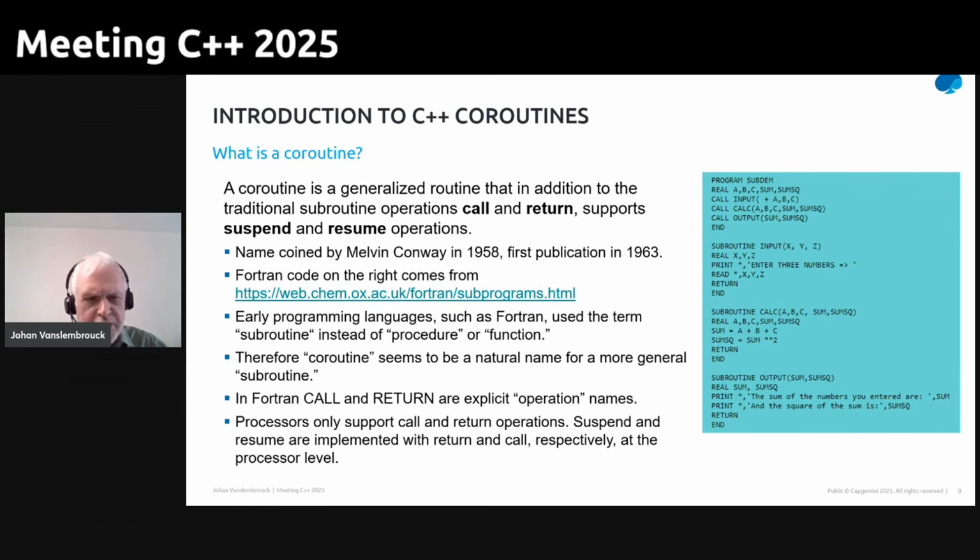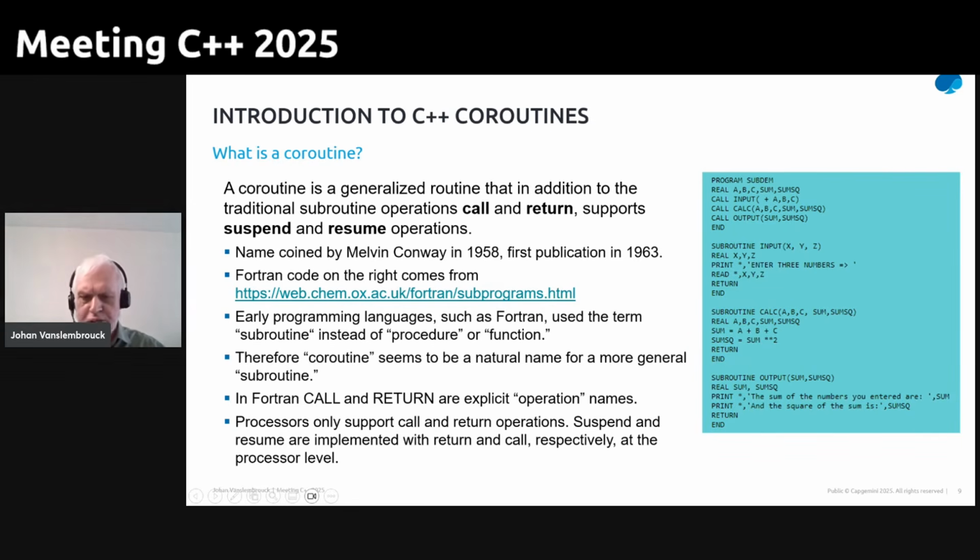So a definition that I found on the web: a coroutine is a generalized routine that in addition to the traditional subroutine operations call and resume, supports suspend and resume operations. So instead of having 2 operations, coroutines have 4. Now we have the term subroutine over here. It reminded me of Fortran, so I've put a piece of Fortran to the right, where you literally find the word subroutine, and you literally find call operation, and you literally find a return.